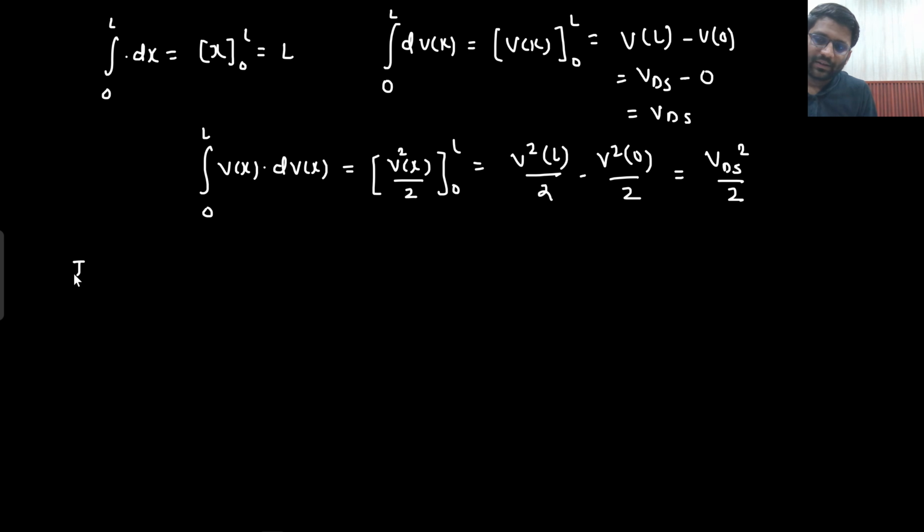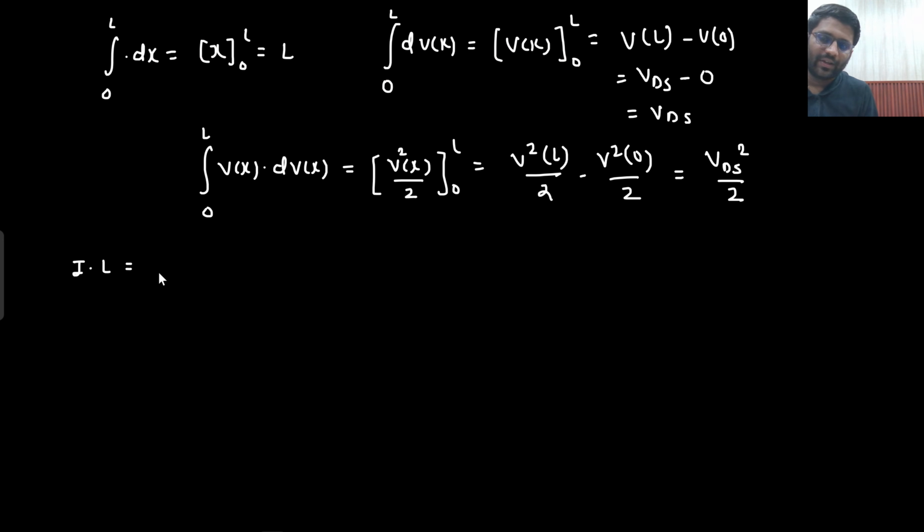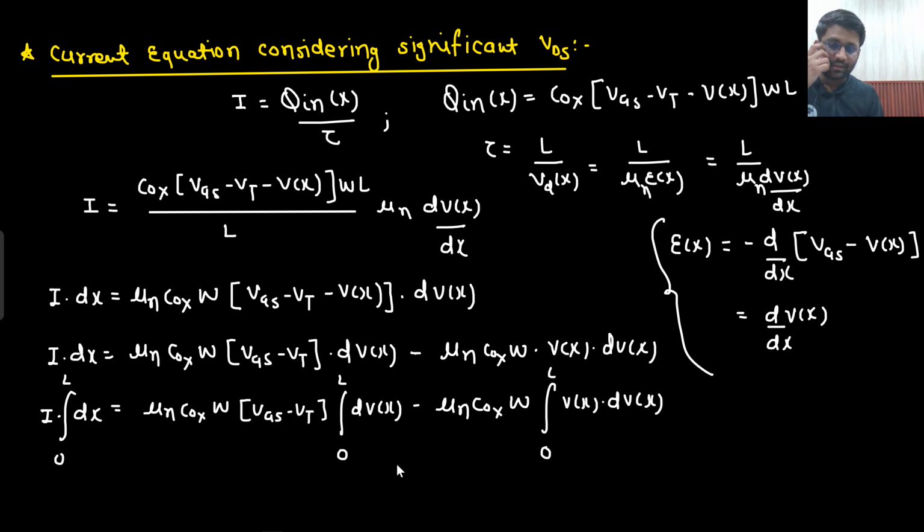So what you will be getting, I into L should be equal to mu n Cox W, which we will be taking common, right? And from here this L can come downward. So this is the I we are getting, mu n Cox W by L, right?